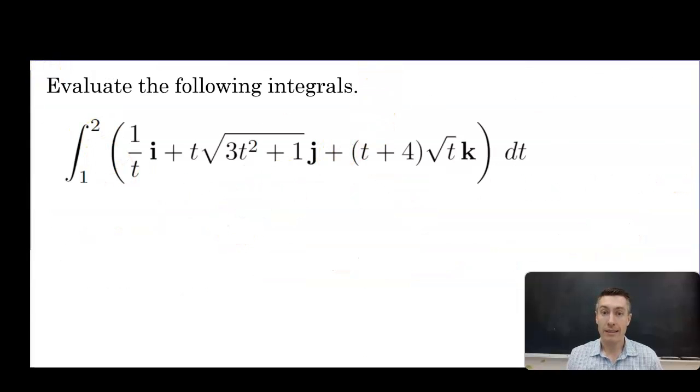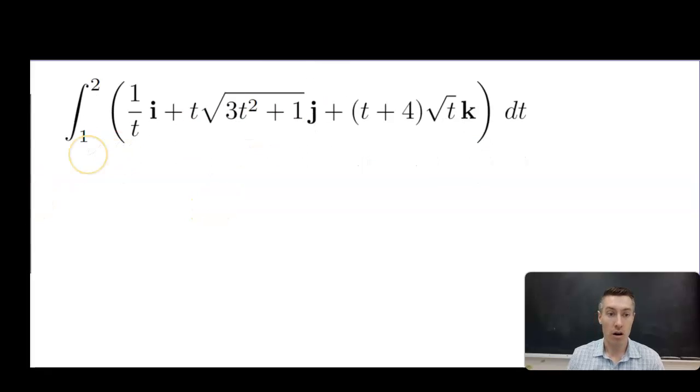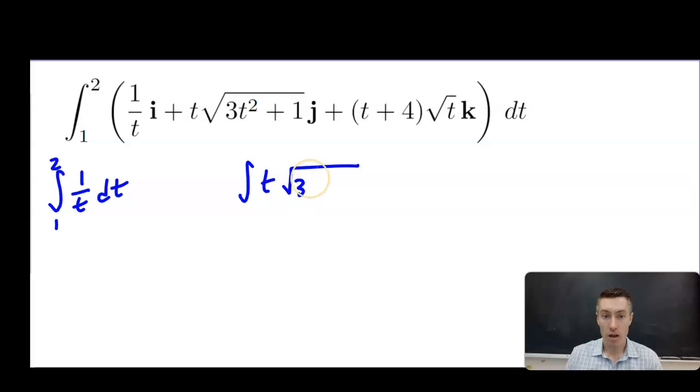All right, next we have a definite integral now. So the integral from 1 to 2 of 1 over t i plus t times the square root of 3t squared plus 1 j plus t plus 4 times the square root of t k. So again, let's separate out our component integrals. So integral of 1 over t dt from 1 to 2. Then we have our integral of t times the square root of 3t squared plus 1 dt, evaluated from 1 to 2, and then integral.